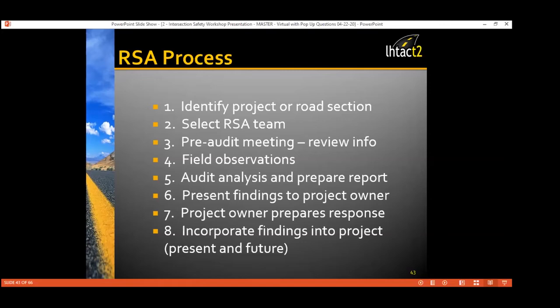Maintenance always needs to be part of the team, along with law enforcement and EMS, because they live and breathe the highway and they know what's going on on a daily basis. So the team comes together.